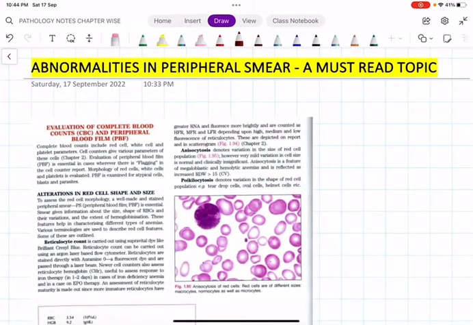Today we are going to discuss some of the abnormalities you will see in a peripheral blood smear. This is a must-read topic in hematology. Why? Because this topic is not only important for your theory exams but also for your practical exams. What are the abnormalities we will see in a peripheral smear? We will learn a lot of disorders: RBC, WBC, platelet.